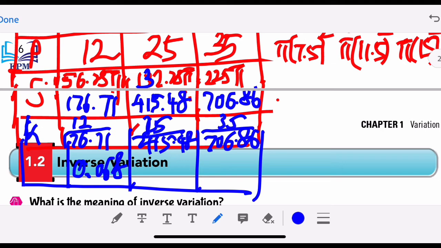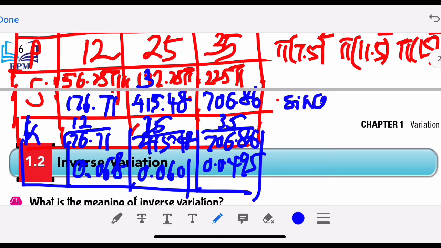Second one is 25 over 415.48. So I'm getting 0.0601. And the last one, 35 over 706.86. So I'm getting 0.0495. So it seems like they are not common. I cannot find a constant. They are not the same.